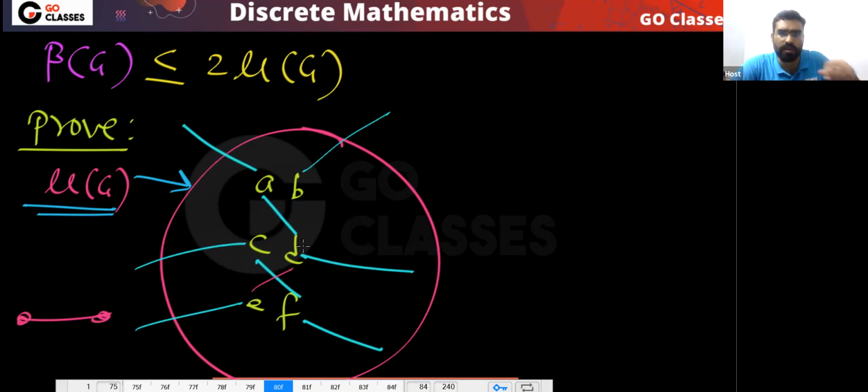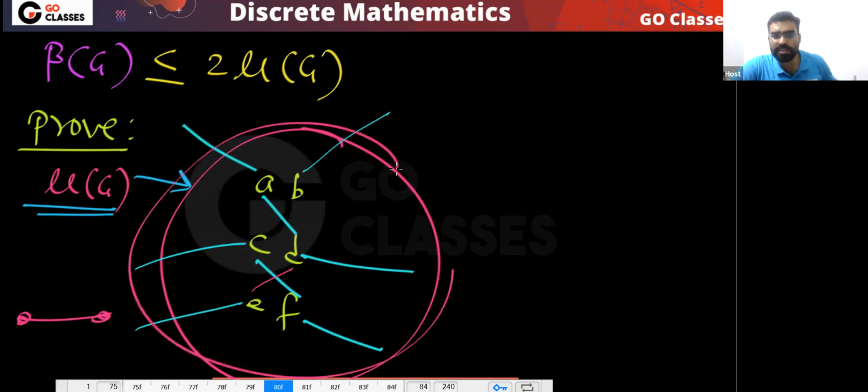Why is this not possible? What is the reason? Yes, because this is the maximum matching. Very good. I am assuming this is the maximum matching. If this is the largest matching, it means this edge cannot be there.